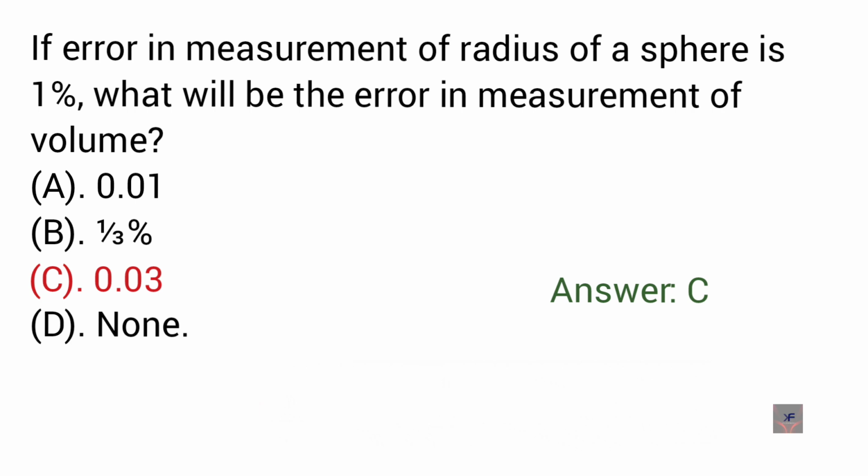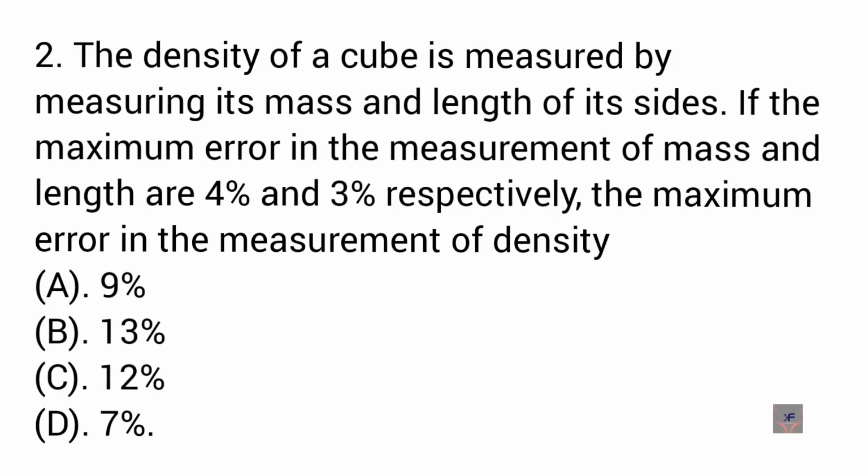Now let's go to the second question. The density of a cube is measured by measuring its mass and length of its sides. If the maximum errors in the measurement of mass and length are 4% and 3% respectively, the maximum error in the measurement of density will be A. 9%, B. 13%, C. 12%, D. 7%. Find the answer.